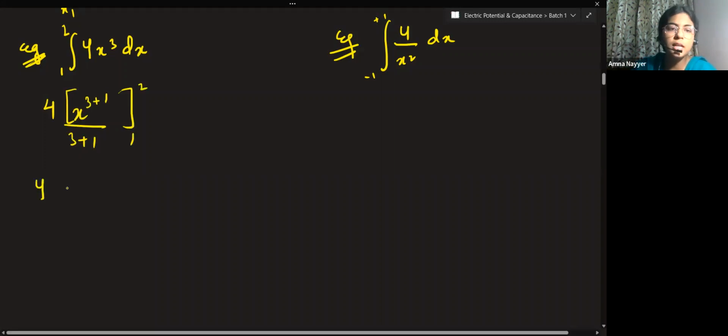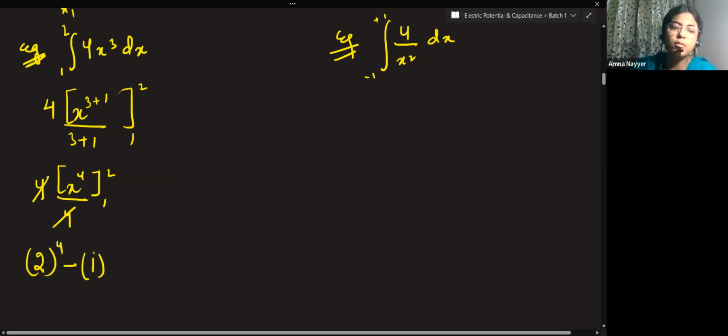Now see, 4 is there, x to the power 3 plus 1 becomes x to the power 4, divided by 3 plus 1, which is 4. Limits are from 1 to 2. See, the 4s will get cancelled. Now the upper limit and the power: the upper limit is 2, 2 to the power 4, minus the lower limit with the same power 4. So 2 to the power 4 is 16, minus 1 to the power 4 is 1 only. So this becomes your final answer, 15.